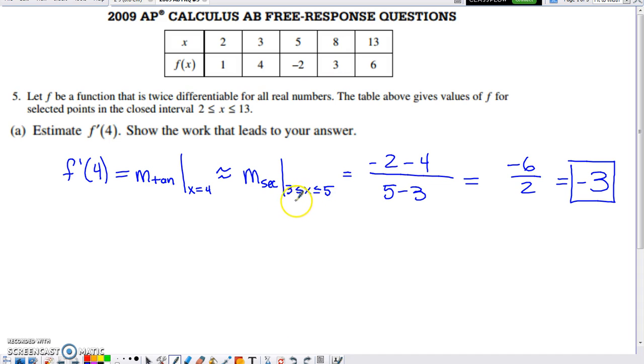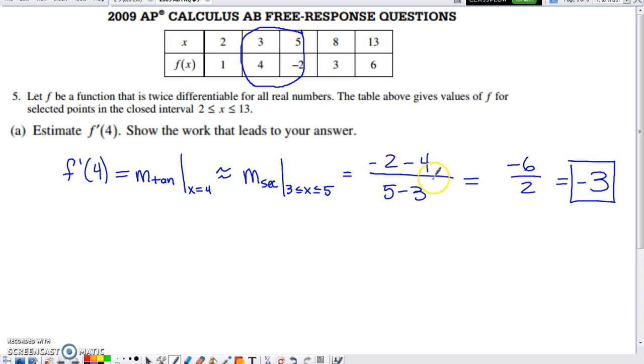The average slope, the slope of the secant line on the interval from 3 to 5, is going to be pretty close to the instantaneous slope of the graph at the x value of 4. So if you just go ahead and carry out a slope calculation between these two ordered pairs, you're going to have a pretty reasonable estimate.